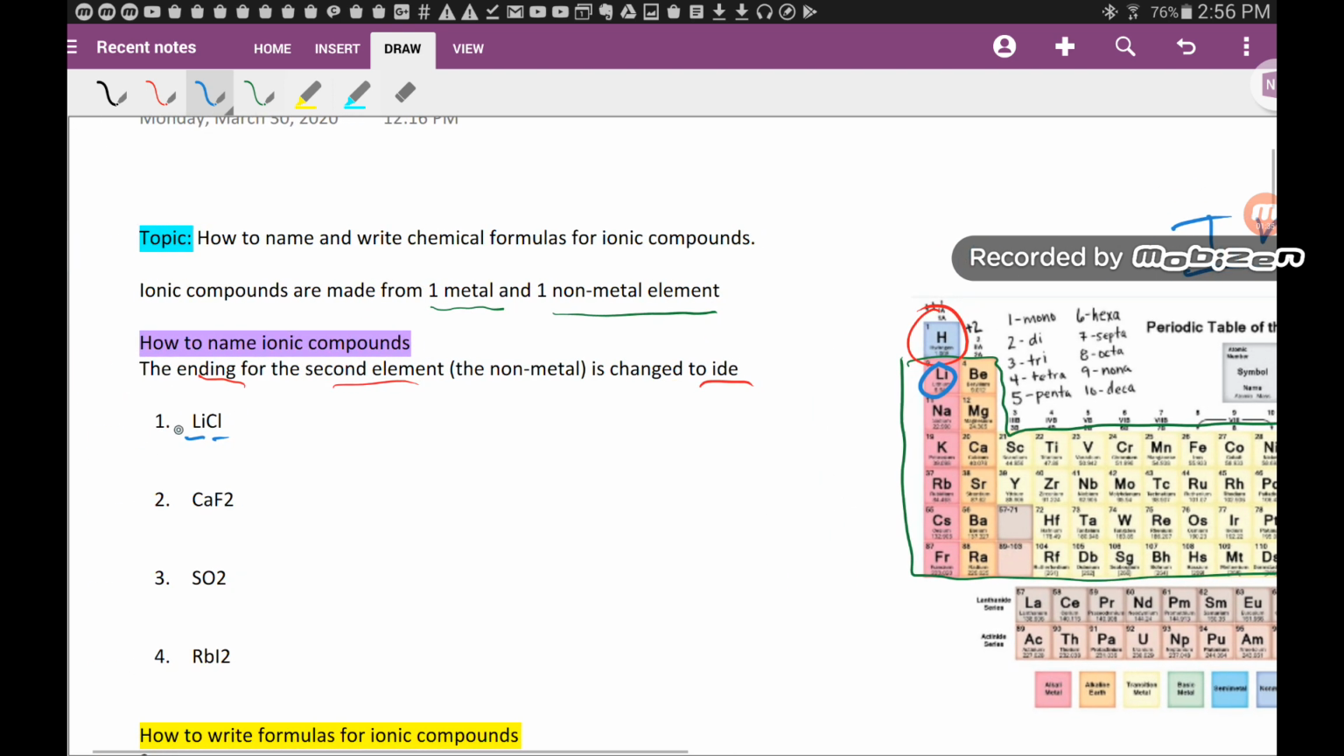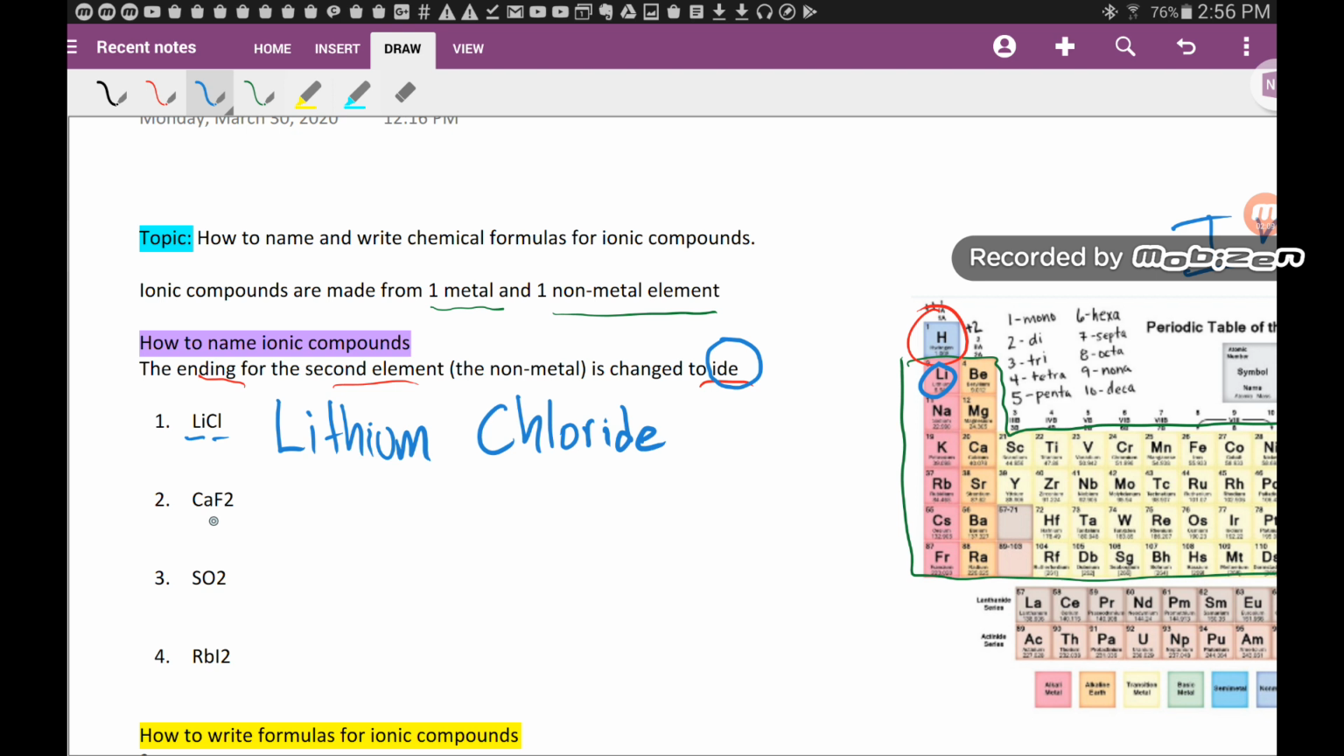And so to name this, we're gonna just write the name of the first element, which is lithium. Okay, and then the second element is chlorine, and we're gonna change the ending to IDE because that is the rule for ionic compounds. So we're gonna say lithium, and no, we're not gonna say chlorine, we're gonna say chloride. Okay, so we change the ending from chlorine to chloride.